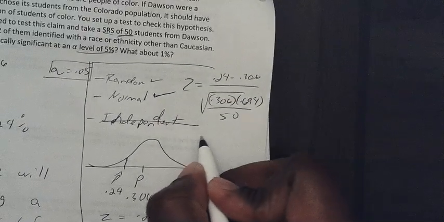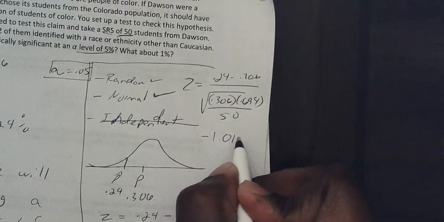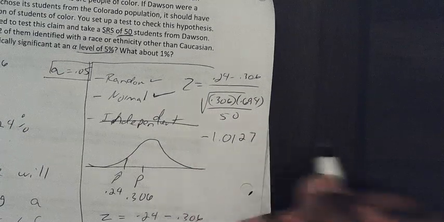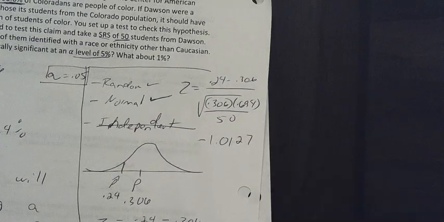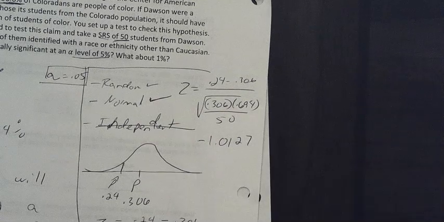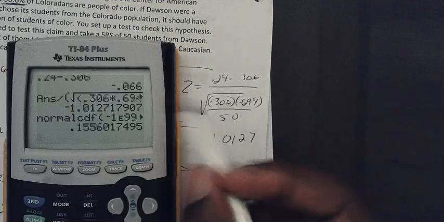If you do the math there, I'm going to type in my calculator now. So my calculator says it should be about negative 0.10127. So that would be that z-score. And I can find that with my calculator or from a z-score table. So I'm going to use my calculator. So you find that area. All right, so that normal CDF is about 15.6%.